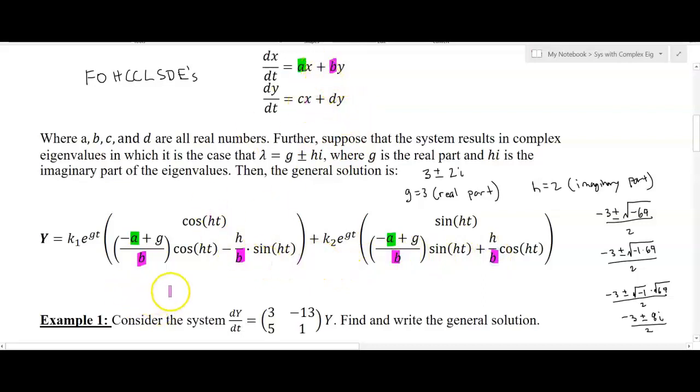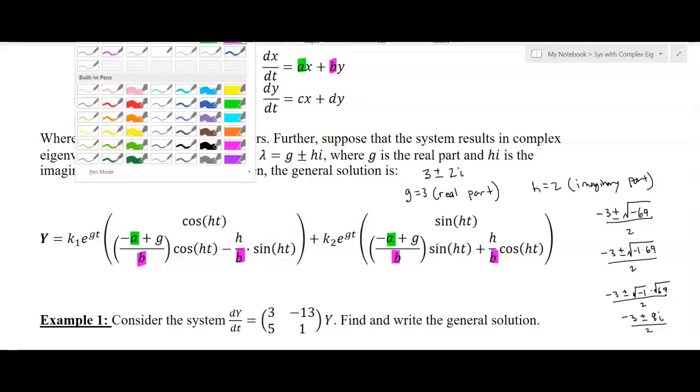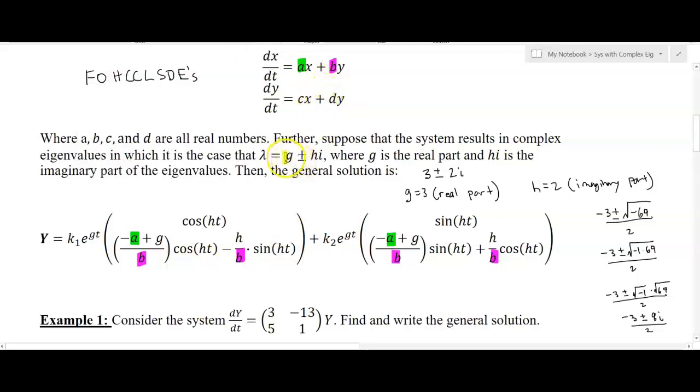C and D, however, do not appear to get inserted into this equation, and you might say they don't matter, but in fact they do matter, because A, B, C, D is the matrix that we use to compute the eigenvalues in the first place. They just don't directly fall into the result. The other thing to notice is that the real part, g, ends up being an exponential coefficient.